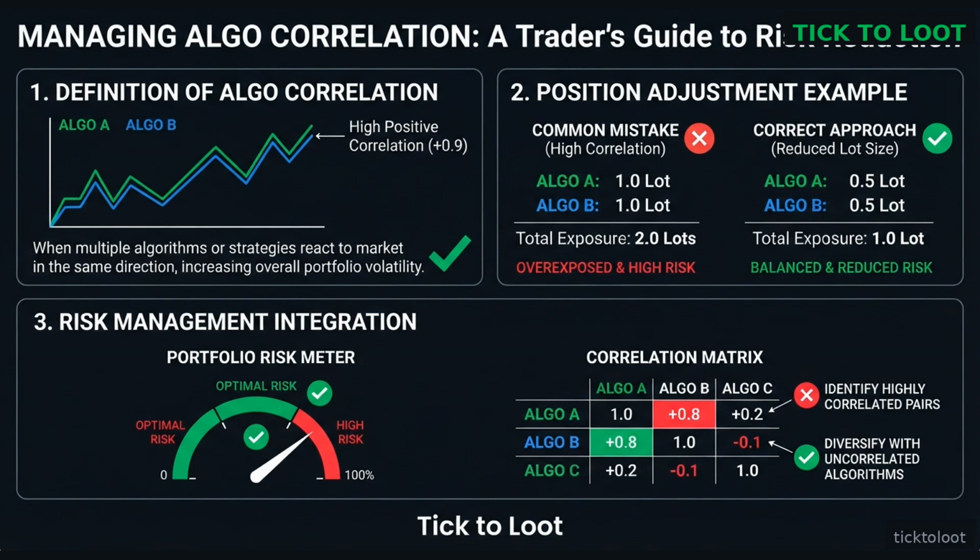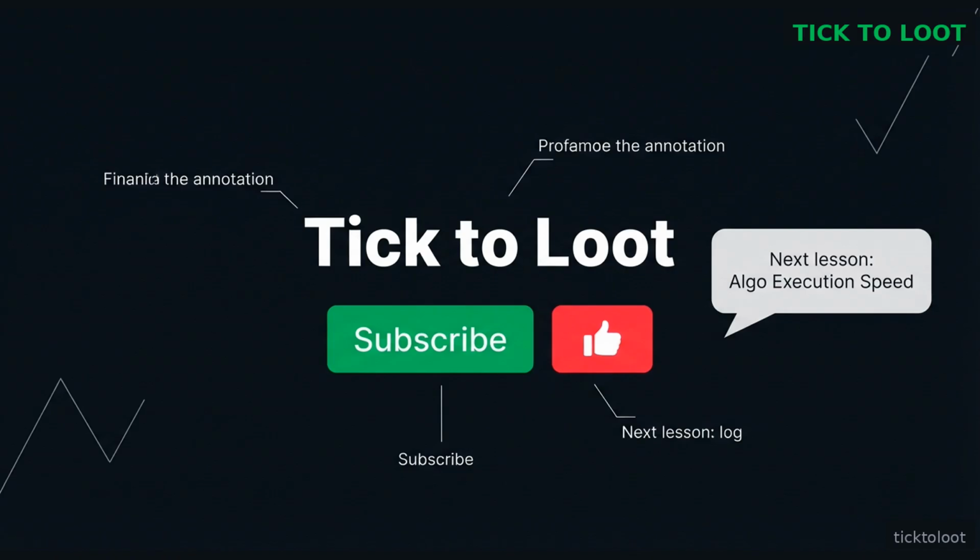Keep this checklist handy, apply it to your own algorithms, and you'll turn correlation from a hidden danger into a powerful ally. That is everything for Lesson 11.16, Correlation between Multiple Algos.